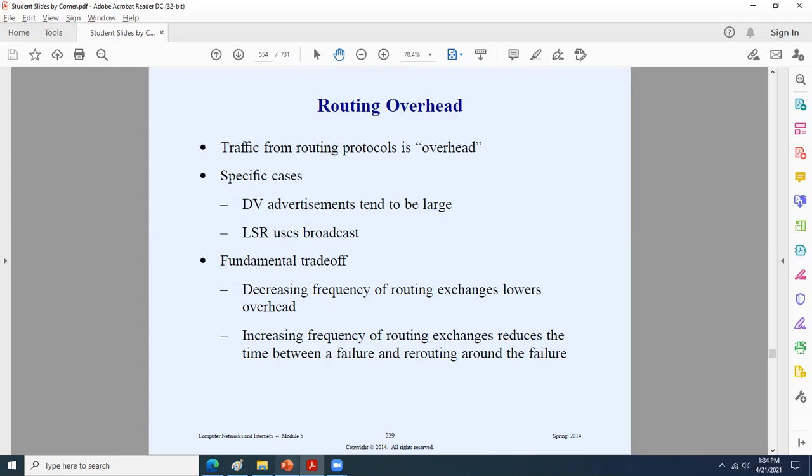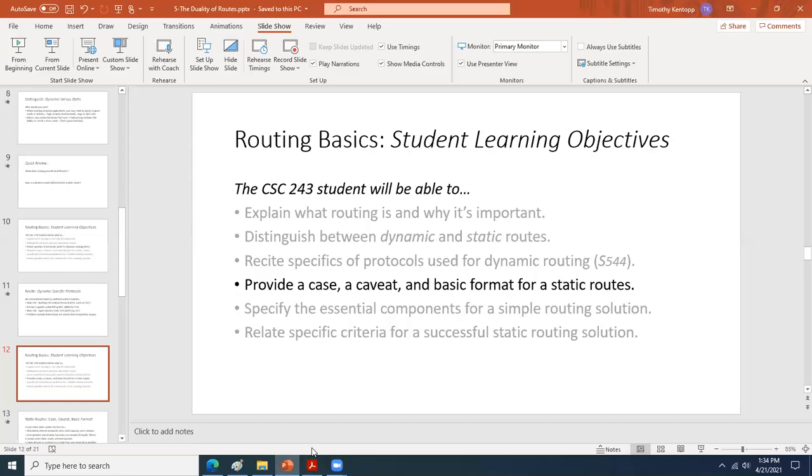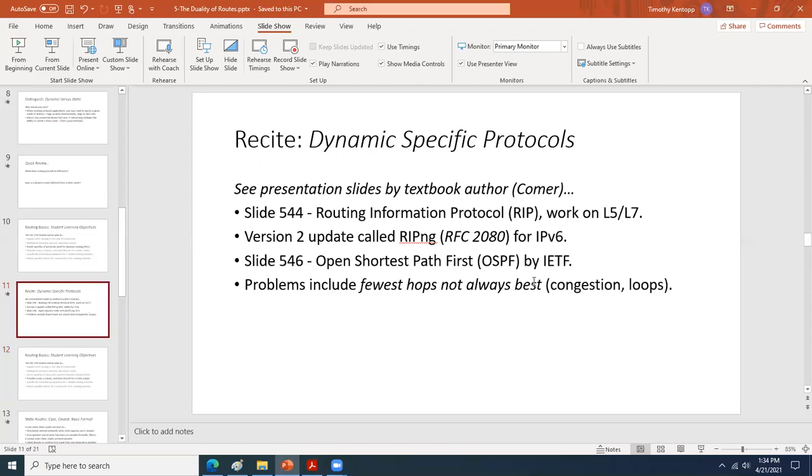What are the ones I need you to remember? I need you to remember congestion and loops. The other issues happen from time to time, but congestion and loops are by far the two most common routing problems out on the internet. That's with dynamic routing.